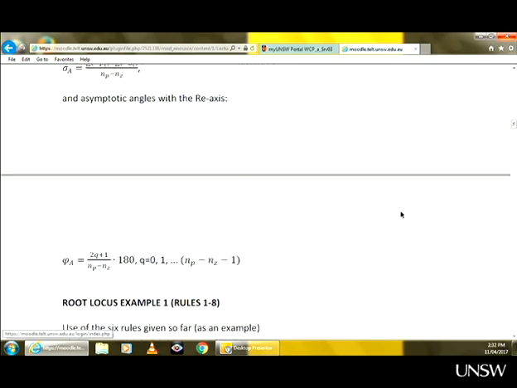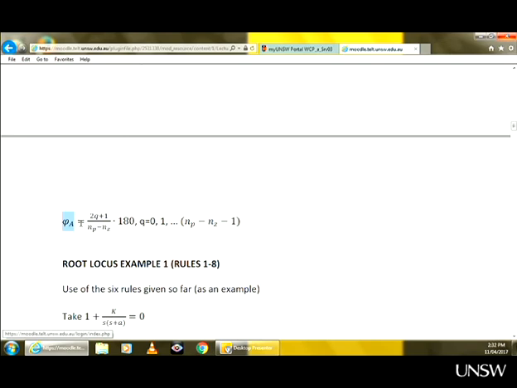are defined, phi A for asymptote, is defined by this equation, where Q is an integer, 0, 1, and so on, until you reach number of poles minus number of zeros minus 1. So 2Q plus 1 divided by the difference between the number of poles and number of zeros times 180 degrees. And then you vary Q from 0 until you reach, as I said, NP minus NZ minus 1. This equation, again, will be given in your final paper.